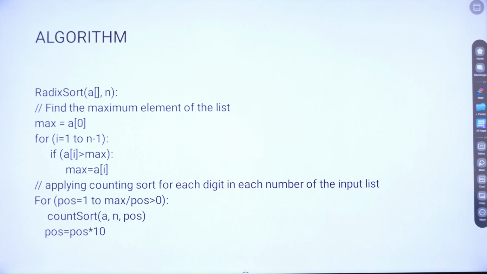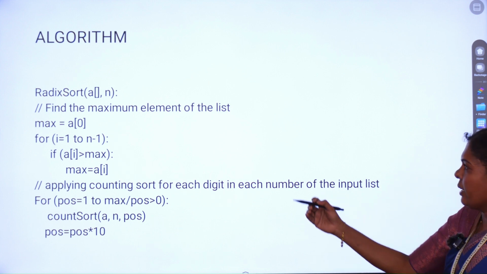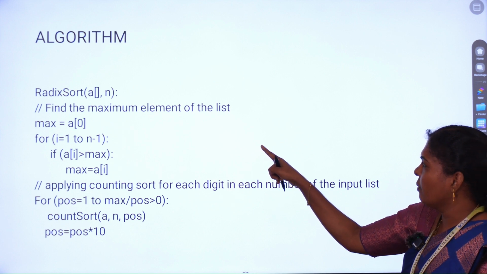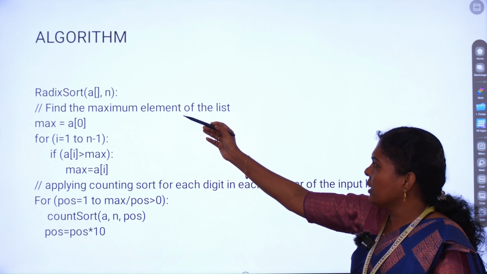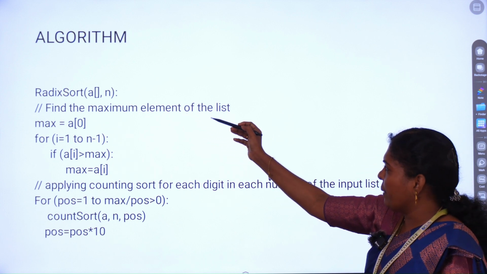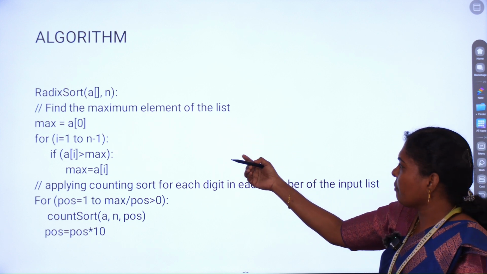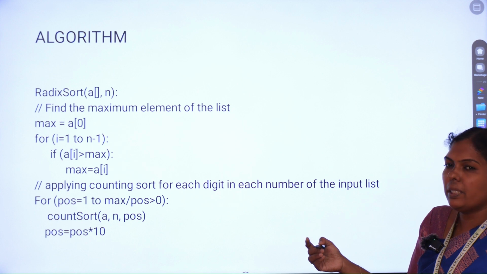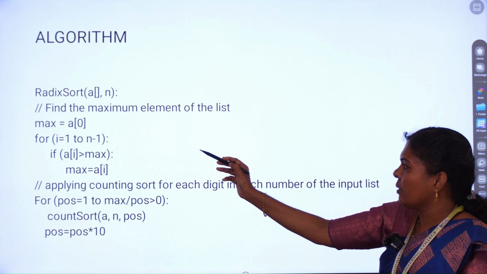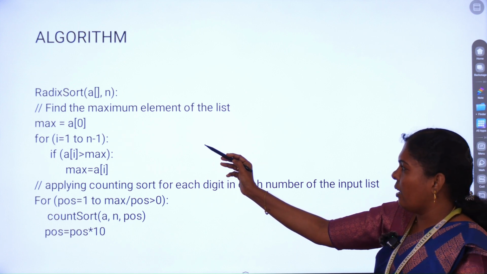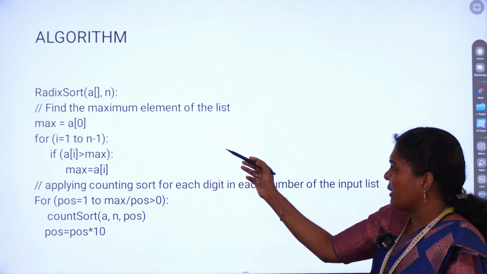Okay, let's see the algorithm. This is the algorithm for radix sort. Radix sort takes array comma n, where array means the array of elements and n is the number of elements in the array. Then we have to find the maximum element in the list. First, assign the maximum to the first element. That means initialize max to the first element.